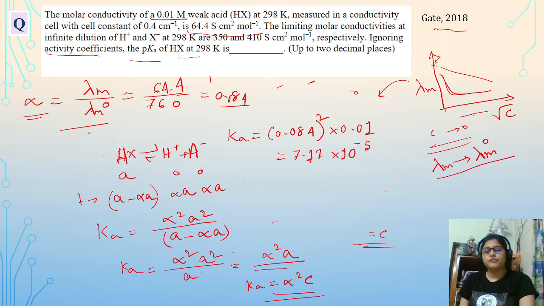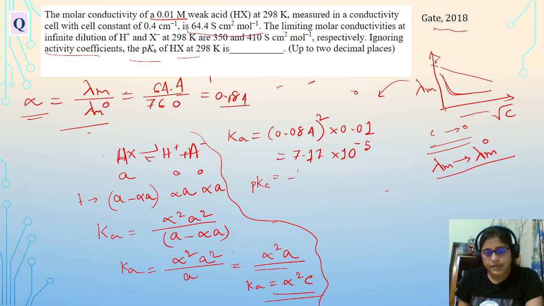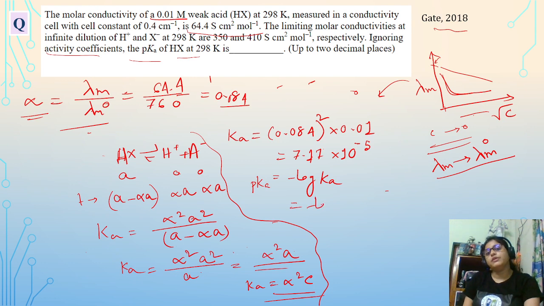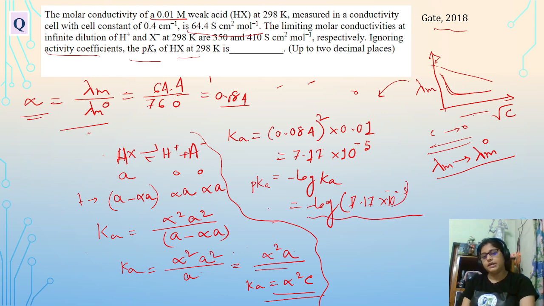Now pK is minus log of K, we all know, and if we put the value of K here, we can get the answer. The calculator is given in the GATE exam, so you can calculate the pK of the acid.